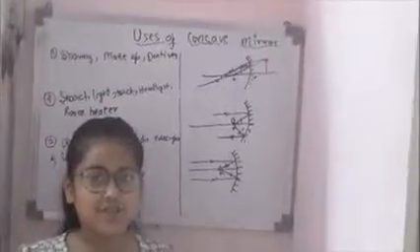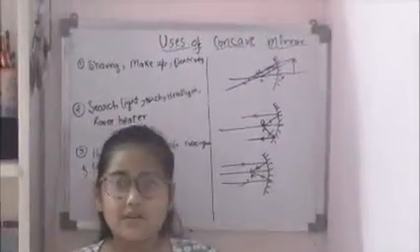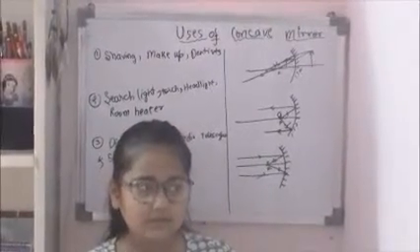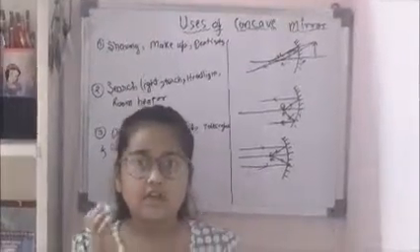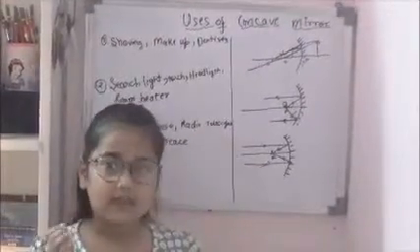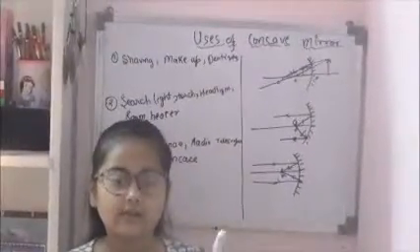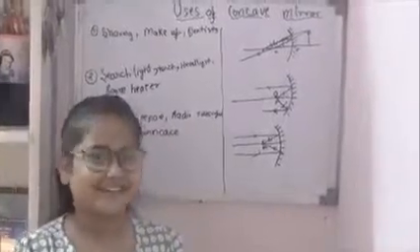Like we have GMRT in India, the Giant Meter Wave Radio Telescope, which has recently discovered a new galaxy which is 12 billion light years away from us. And the astronomer saw the view which was 12 billion years ago. It must have been amazing, but okay.